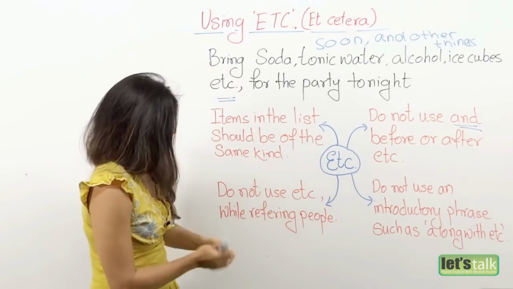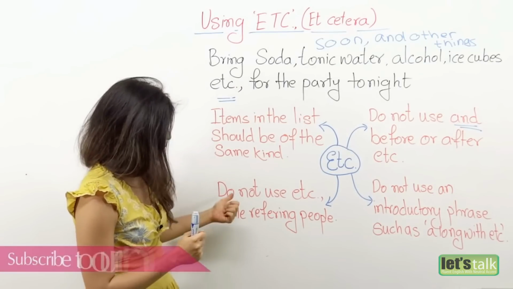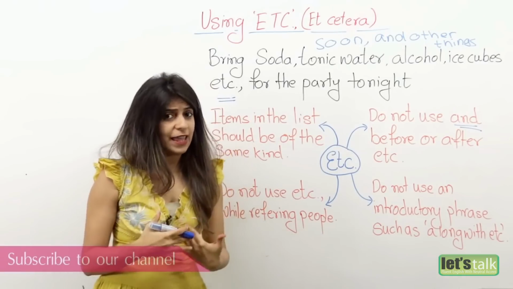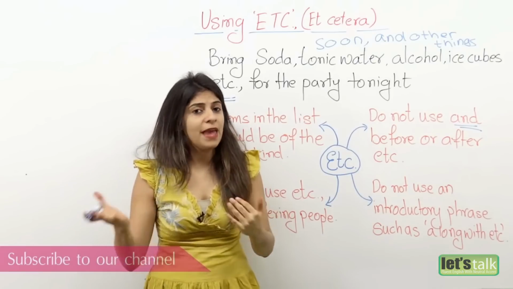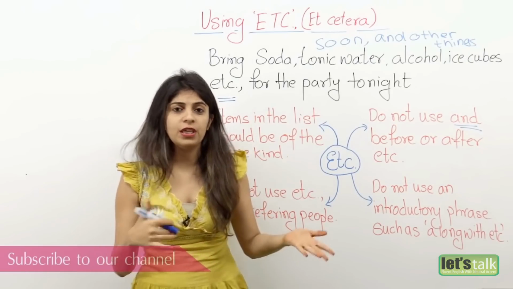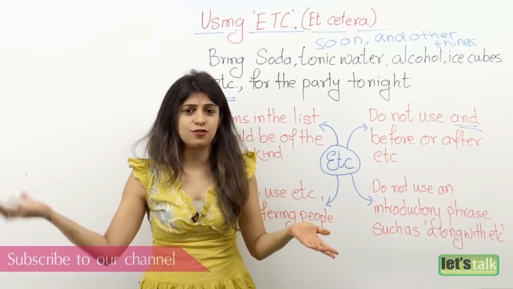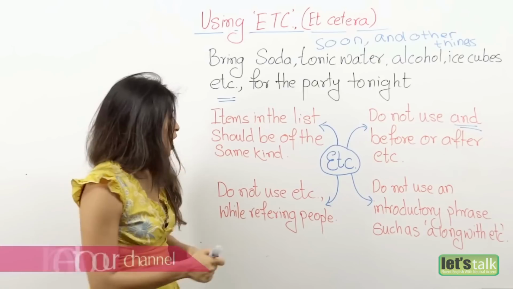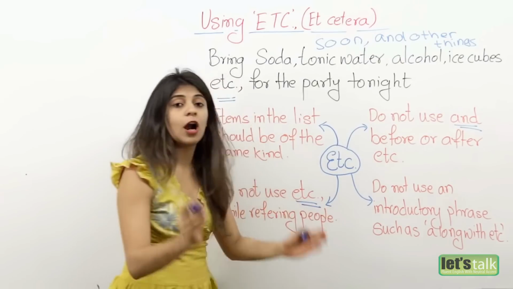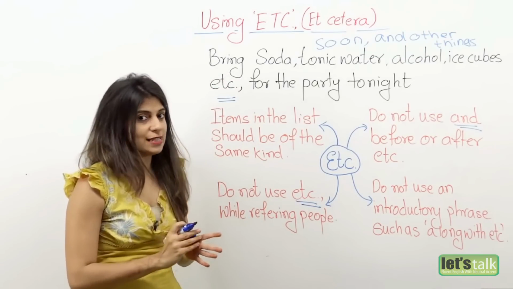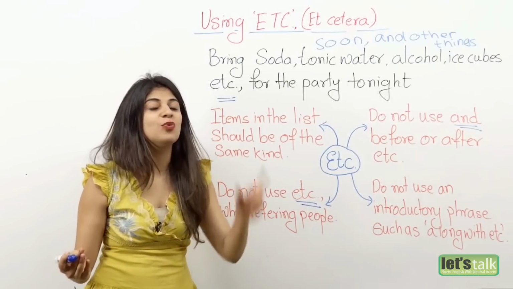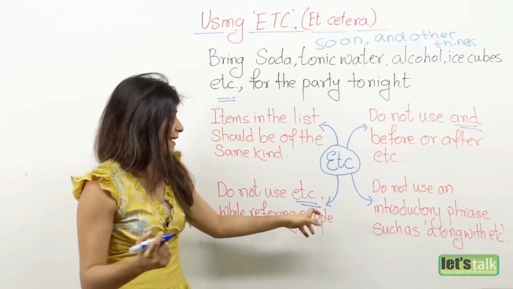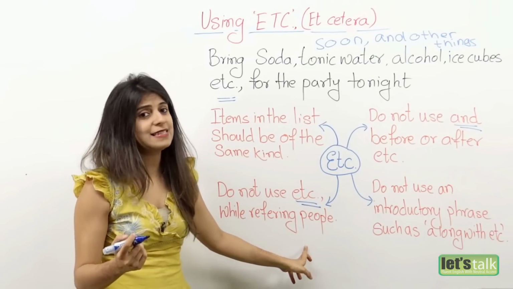Okay? And then we have another rule here. Do not use etc. while referring to people. Now, if I say, oh, I'm going out for a picnic with my cousins, Joey, Katie, John, etc. That's incorrect. Okay, you never use the word etc. for people. You would just say that I'm going out with my cousins, and you would specifically take their names. So if you are using etc. for people, then it's incorrect.